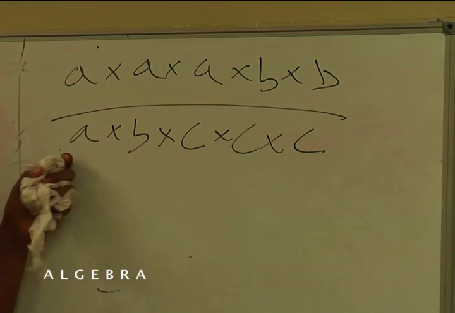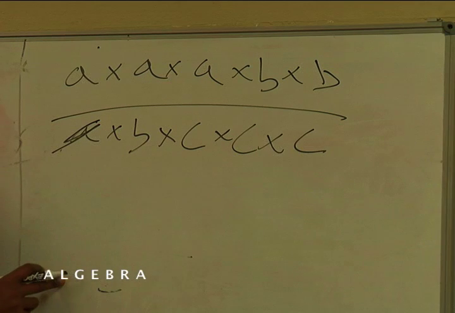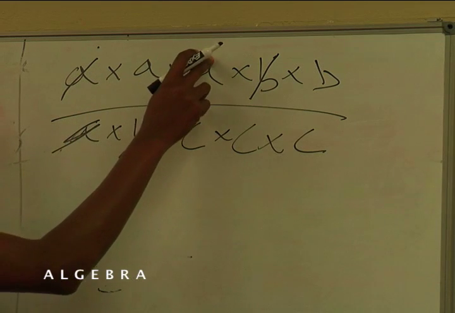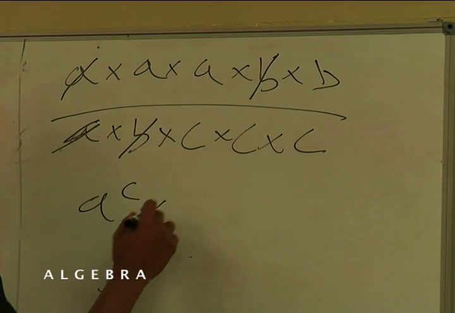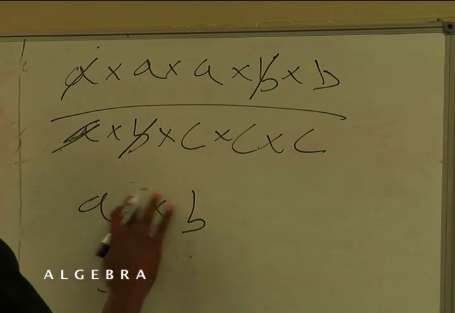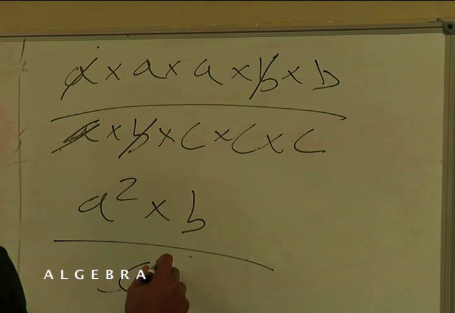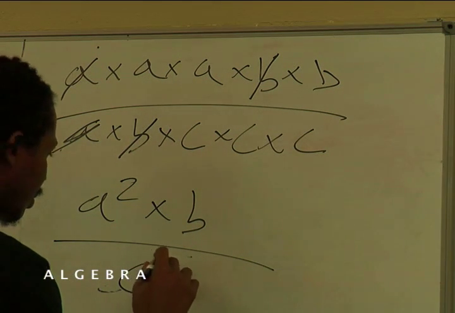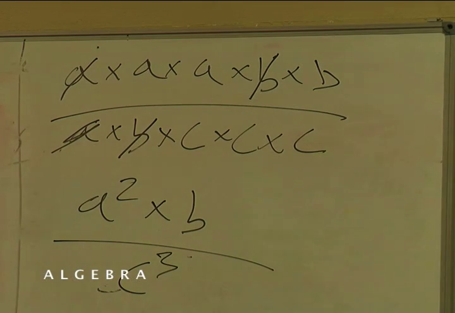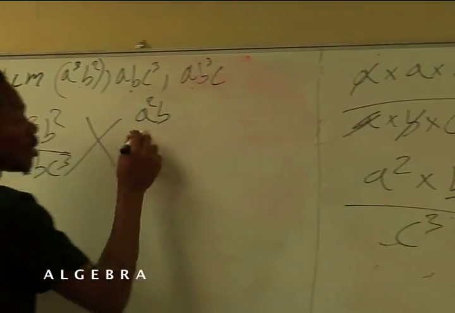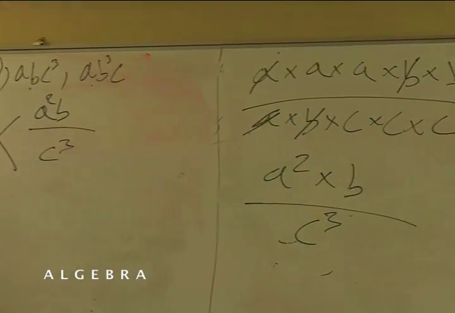You come down here, so you say A is the first one. Is there any other A upstairs? You cross it out. B is the second one. Is there any B upstairs? C, is there any C upstairs? So you end up with A times A, which is A square, times B, over C times C times C, which is C cube. So now A square B over C cube. That's the smallest fraction it can be.